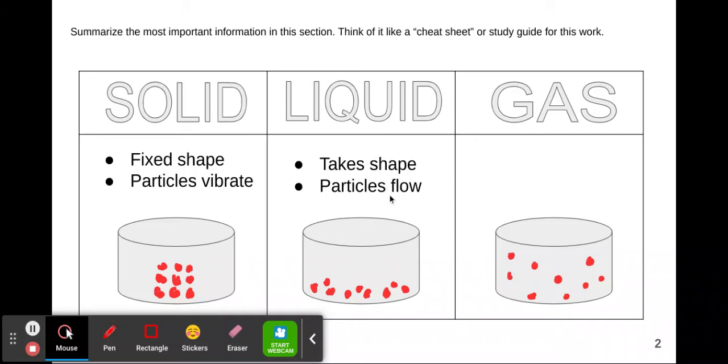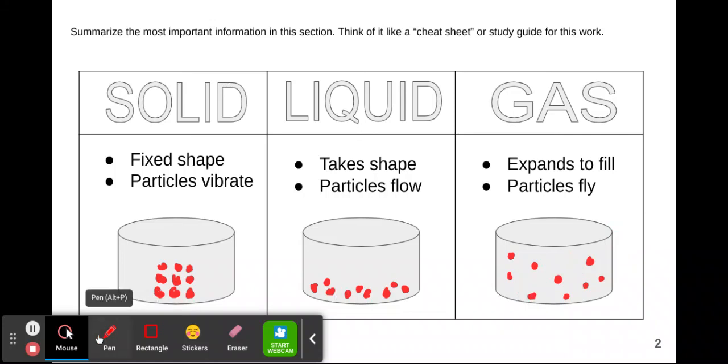And also the particles flow around each other, but they're still fairly close together, which describes their density. Solids are the closest together. Liquids are the next closest. And then finally, the gas particles spread out to fill the space. So that means that they're going to be the furthest away from each other, and they have the most movement.